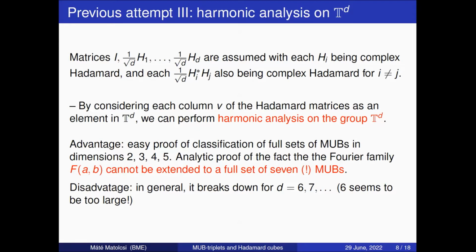It also gives, with a further idea, in joint work with Mihai Weiner, a very nice analytic proof of the fact which I mentioned earlier, that any matrix from FAB cannot be extended to a full set of 7 MUBs. So in a way, the analytic proof that we give with this nice Fourier analysis is much weaker than the discretization approach that we got in the previous slide.